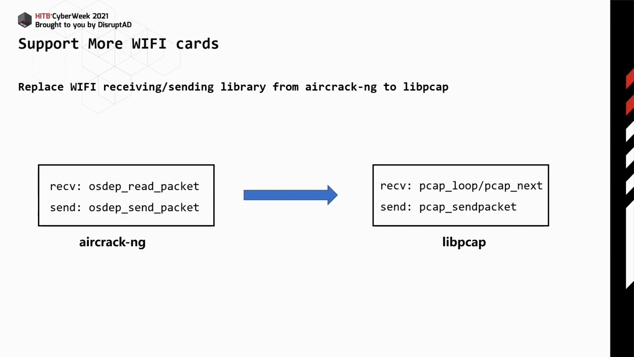OW fuzzer uses the interface encapsulated by LORCON-NG to send and receive Wi-Fi data frames. After some research and experimentation, I found that when I use libpcap's interface to send and receive packets, AR9271, 8812AU, and other network cards can all be used for fuzzing. The specific modification is actually very simple. That is, change the OSDP read packet to pcap_loop or pcap_next, and change the OSDP send packet to pcap_sendpacket.